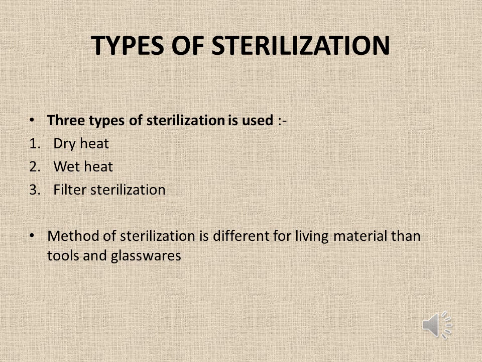Types of sterilization. Basically there are three types of sterilization used. First is dry heat, second wet heat, and third is filter sterilization. The method of sterilization is different for living matter than tools and glassware.